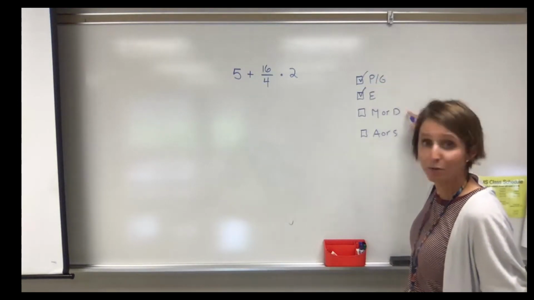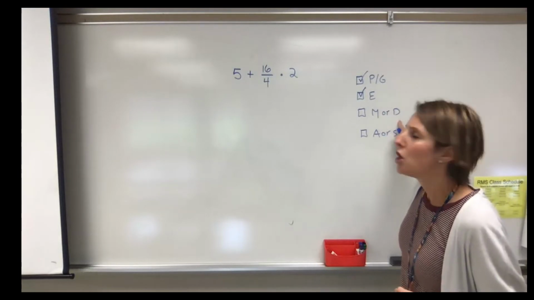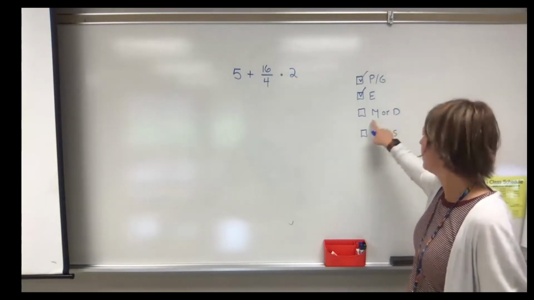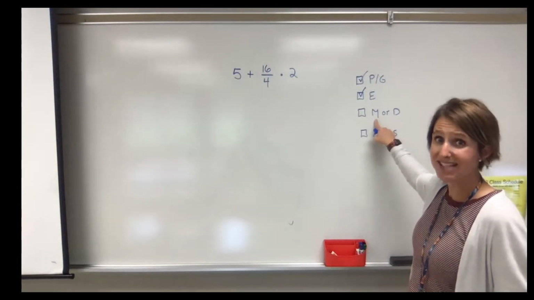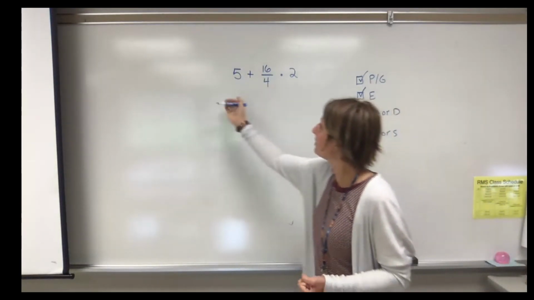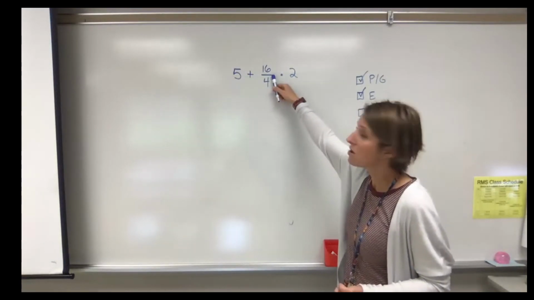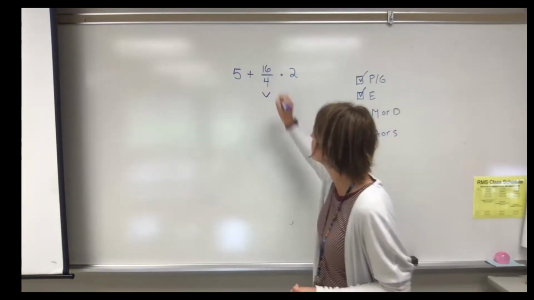No. Making my way through the checklist. Do I have multiplication or division? I have both. Which one am I going to do first? M comes first in my checklist over here. Does that mean I'm going to do it before the division? Not necessarily. Look at the problem. Go from left to right. Which one comes first? Which operator? Division. So that's where I'm going to start.